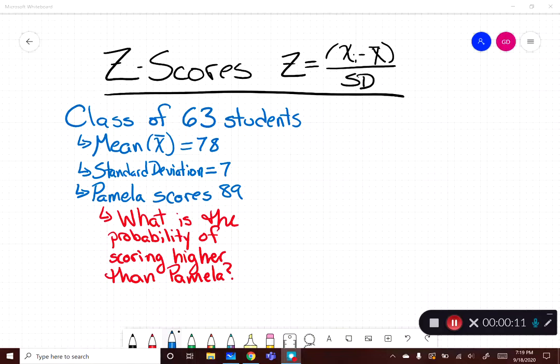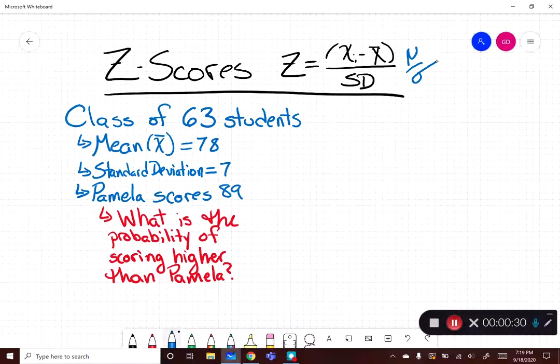At the top here, this is where we have the value of x, the mean, which you might see in other scientific notation where it looks like a U with a long side on the left. The standard deviation, you might see something like that at the bottom, where it's x minus the mean over the standard deviation. So for our example here, we have a class of 63 students.